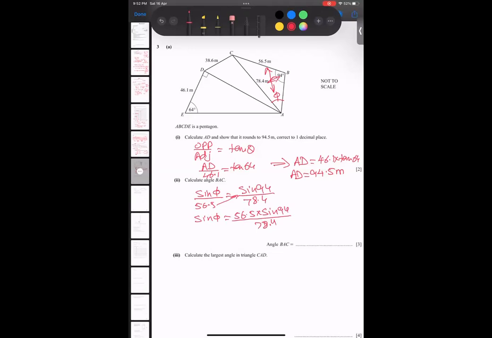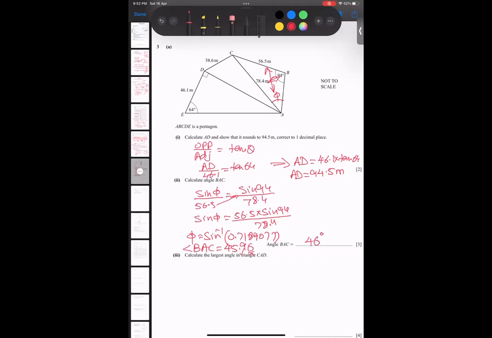But first of all, let me check 56.5 times sine 94 divided by 78.4, and I get from here phi equals sine inverse of 0.7189077, and when I take the sine inverse of the whole, I get 45.96. So it means angle BAC, because we always need one decimal place, is actually 45.96. If I round to 1 dp, I need the 9, I don't need the 6. So if I round, it gives us 46 degrees.